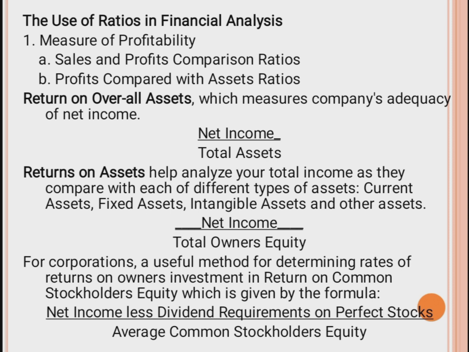For corporations, a useful method for determining rates of return on owner's investment is the return on common stock equity, which is given by the formula net income less dividend requirements on preferred stocks over average common stock equity. This rate depends on the company's financial structure and policies. It must be noted here that the average common stockholders' equity in the formula is your company's residual equity, the total equity remaining after provisions have been made for the claims of all other equity holders.